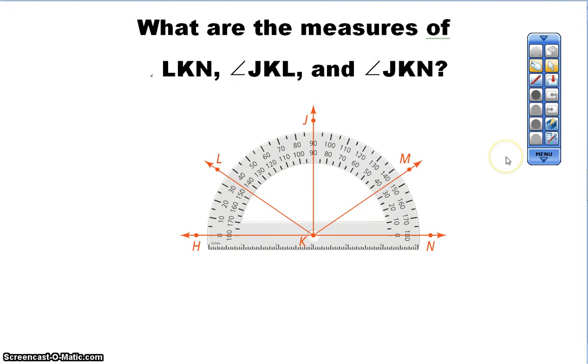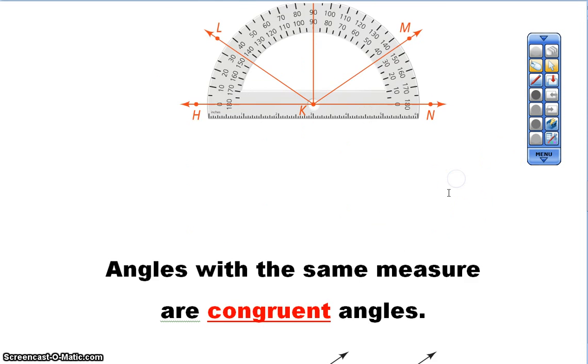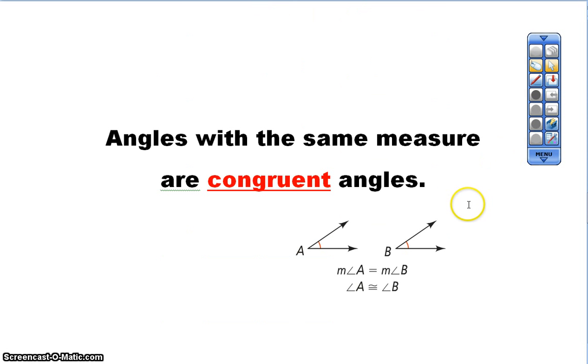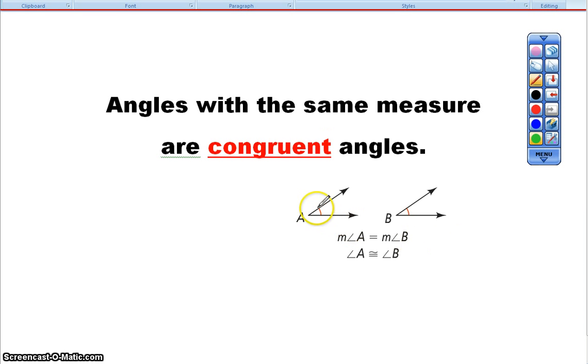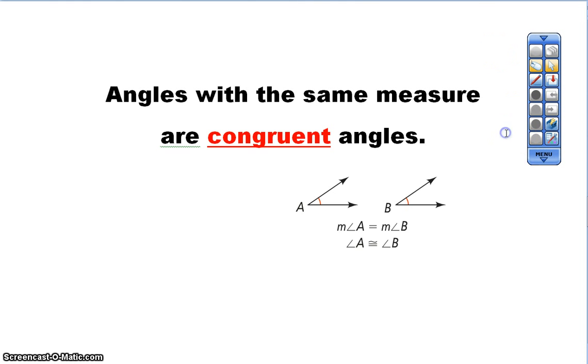Angles with the same measure, just like we had in the last section, are called congruent angles. And you're going to know that they're congruent because they have these little marks, I call them little swoopy marks, on your angles. And you can say that angle A is equal to angle B or angle A is congruent to angle B. There's that congruent symbol again. Remember, that's an equal sign with this little squiggly over the top. That's congruent.